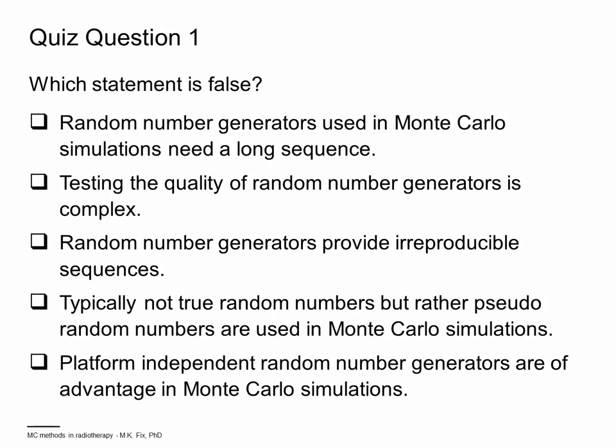So I give you 5 seconds to think about the right answer. And the right answer is: random number generators provide irreproducible sequences. They still can be reproducible if they start with the same initial conditions.